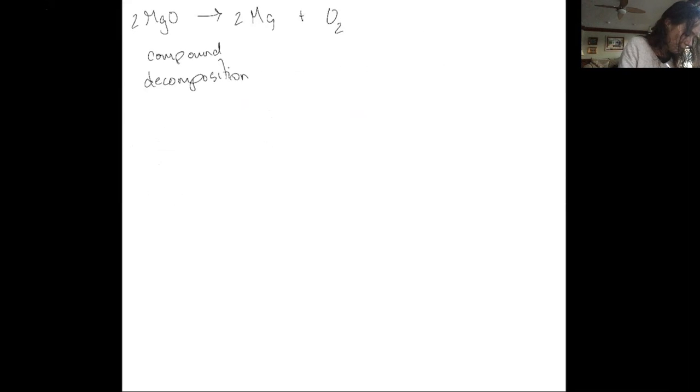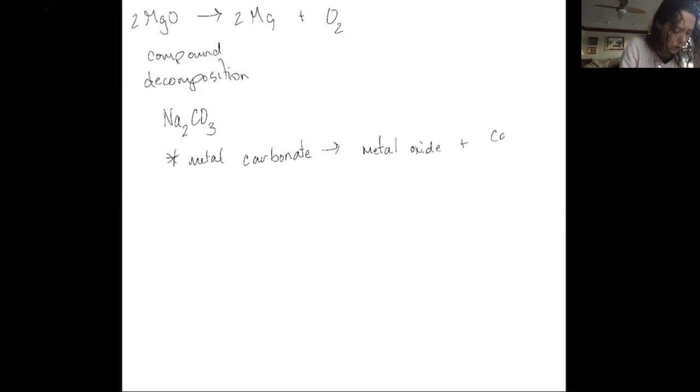Let's do Na2CO3, a metal carbonate. Sodium is the metal, CO3 is the carbonate. Whenever they decompose, we will get the metal oxide and carbon dioxide. It's just something that must be remembered. So I'll get the metal oxide.